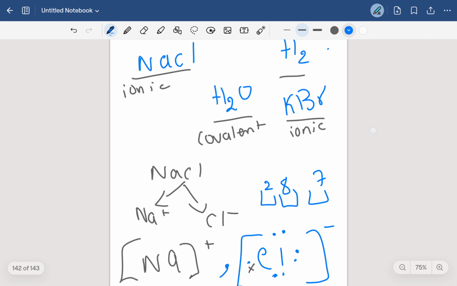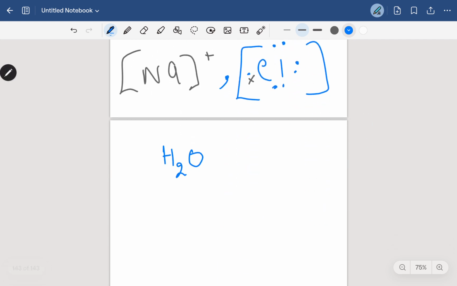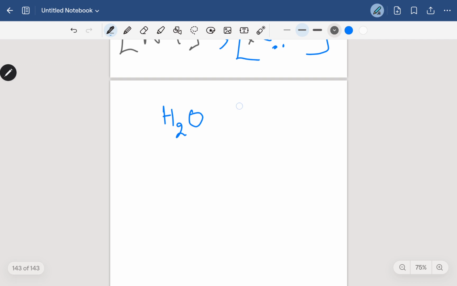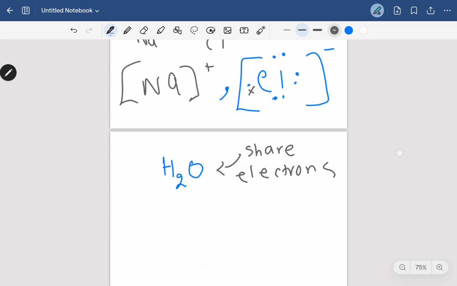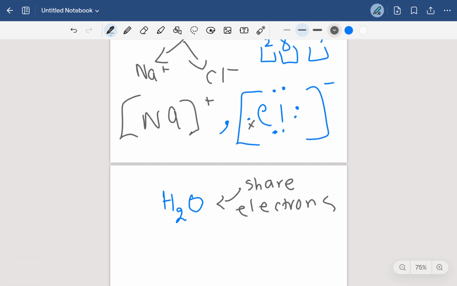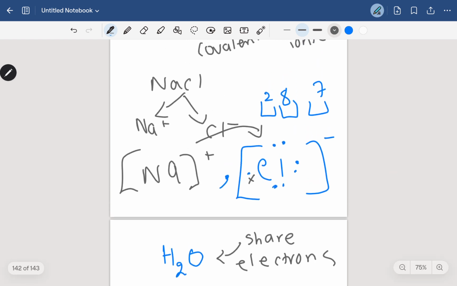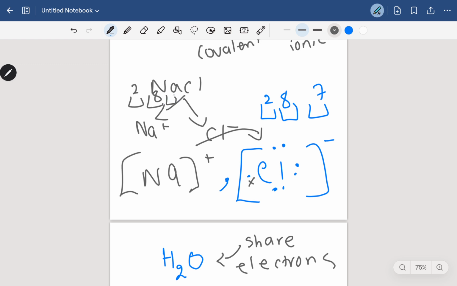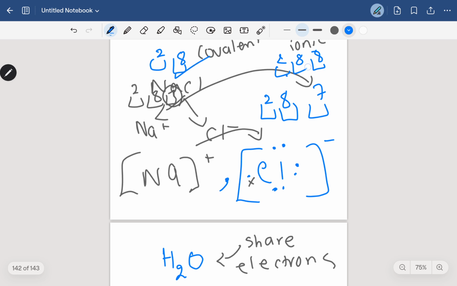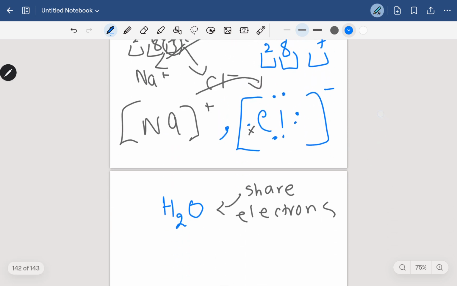So let me do covalent now. H2O is a covalent bond. Covalent bond means that they share electrons, whereas ionic bonds mean they are transferring electrons. So the Na removed one of its electrons to give it to the Cl, because Na was originally 11, so it was 2, 8, 1. It removed this one and gave it to the 7 over here. So now this has an electronic configuration of 2, 8, and this has 2, 8, 8. So this is what it means to be ionic.